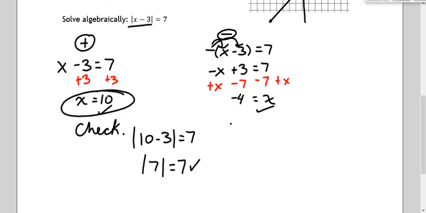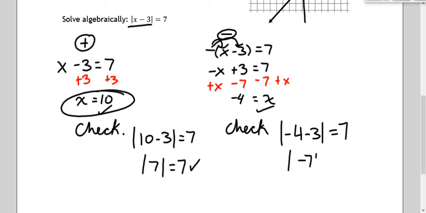And then we do our check over here. And we ask ourselves, okay, is the absolute value of -4 minus 3 equal to 7? Well, let's check: -4 minus 3 more gives us -7. Is the absolute value of -7 equal to 7? It is. So these are both valid solutions.